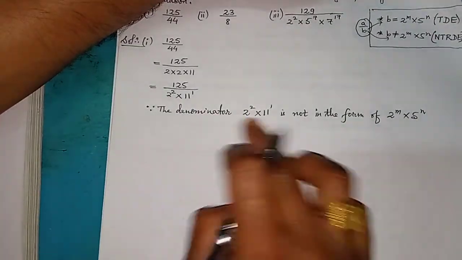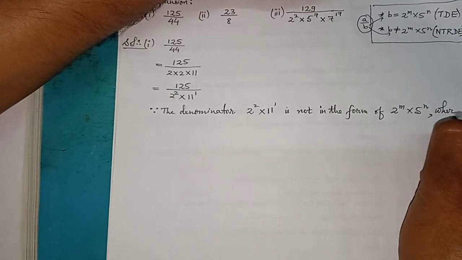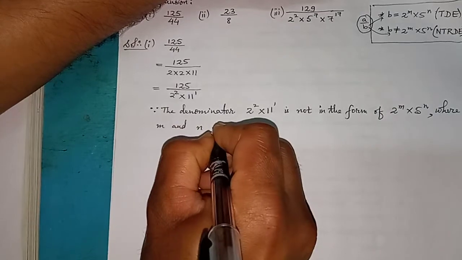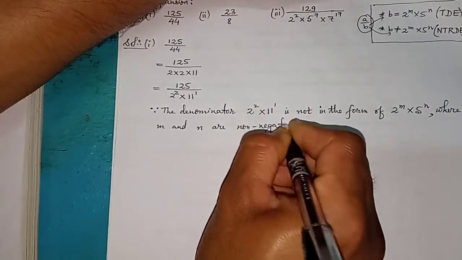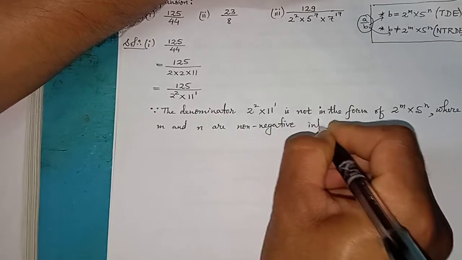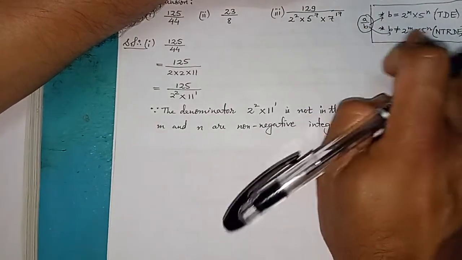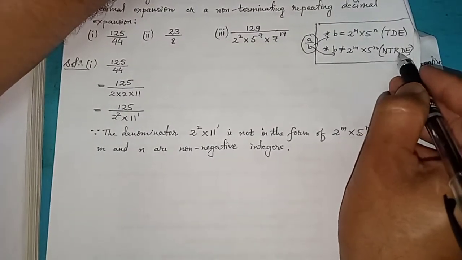Since this denominator is not exactly in this form, you should always mention the meaning of m and n, where m and n are non-negative integers. So we know the condition that when the denominator b is not in this form, then it will have a non-terminating and repeating decimal expansion.